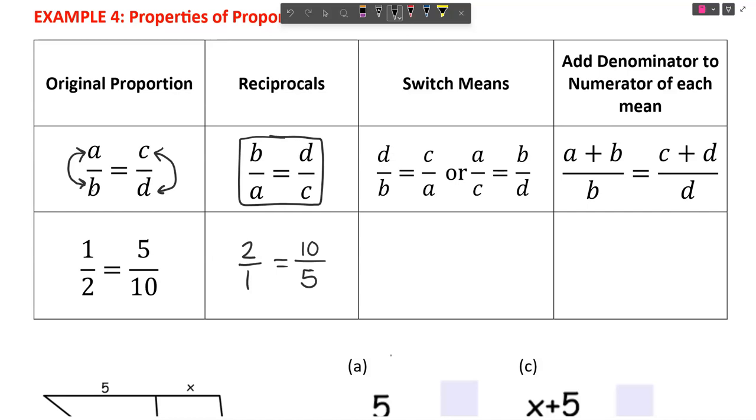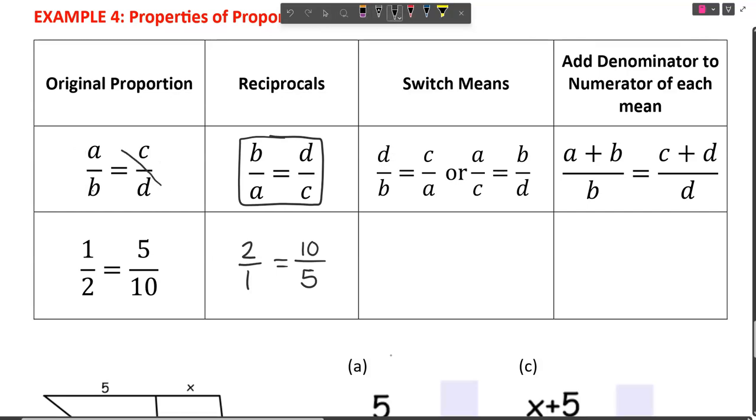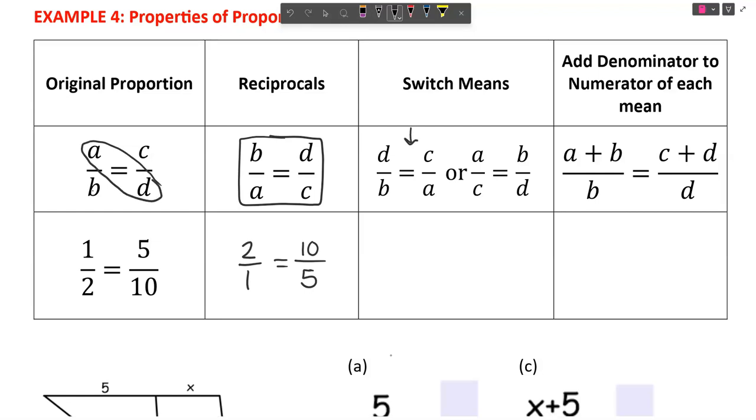The next property, called switching the means, is when we actually take the cross products A and D and switch them. That's what this first scenario looks like. Or if I want to switch the other cross product, that's what this scenario is looking like. So in our situation here, if I wanted to, let's say, switch the 1 and the 10 around, then 10 would be first, 2 would stay where it is, and then 5 would be where it was, and then the 1 would go here. And as you might look at it here, we will see that 10 over 2 is indeed equal to 5 over 1.